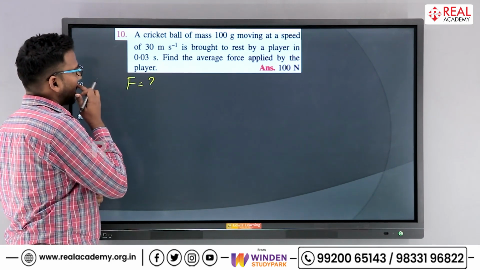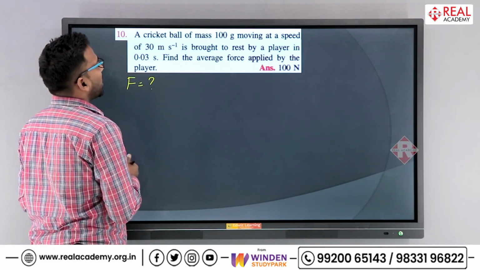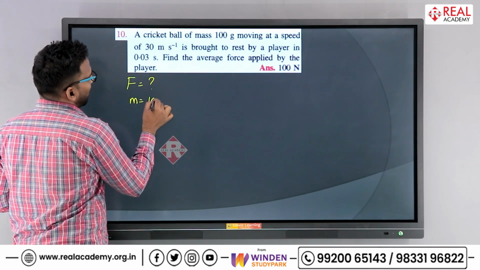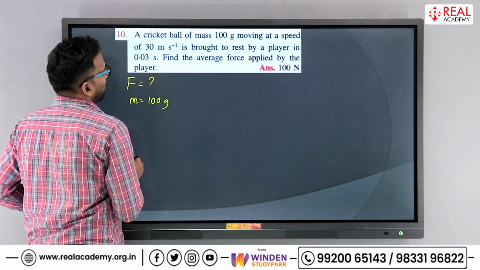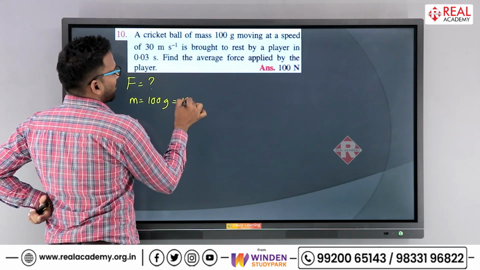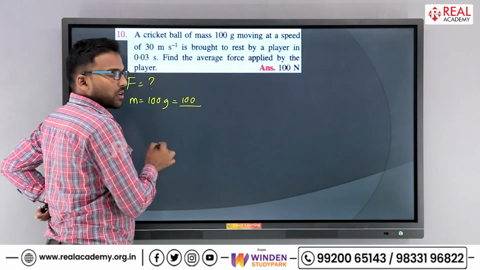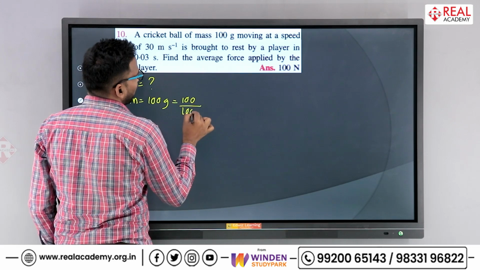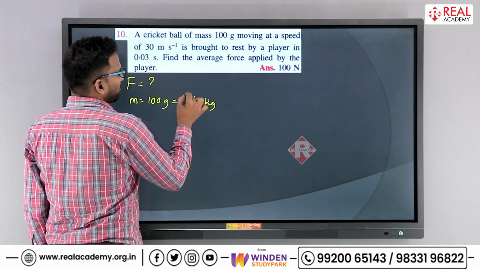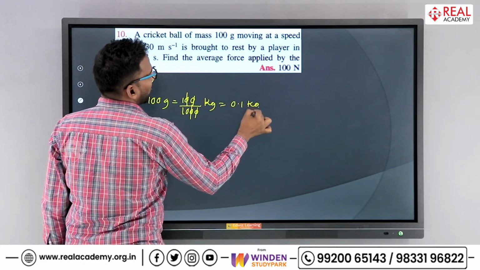So let us extract the data now. First one, a cricket ball of mass 100 gram. So the given data, mass is given as 100 gram, but we don't want it in gram, we want it in kg. So how to convert gram to kg? 100 gram divided by 1000 kg. Very good. How much will it remain? 0.1 kg. Okay.